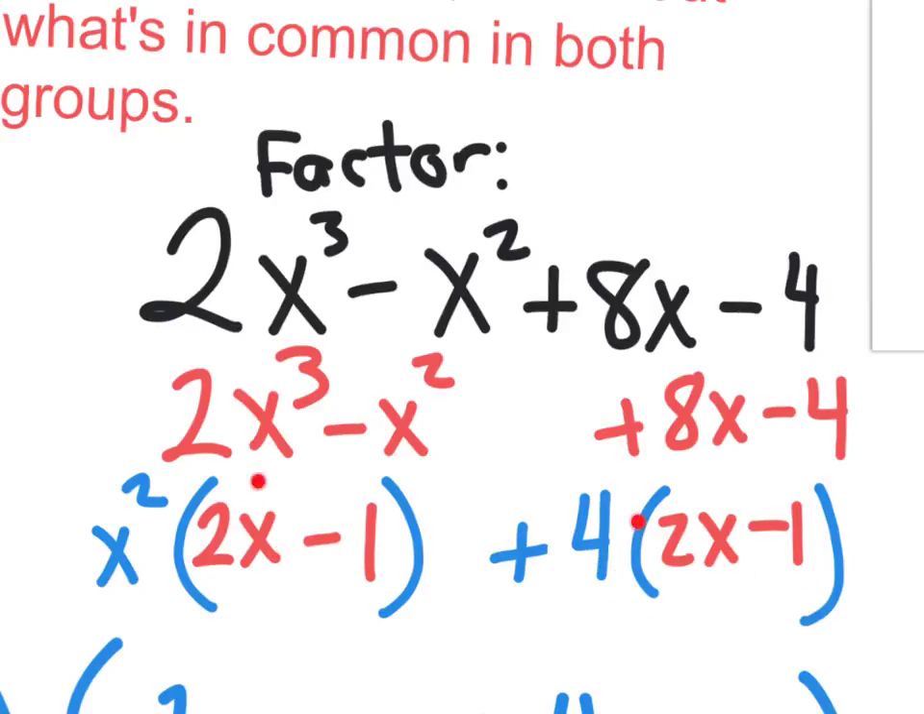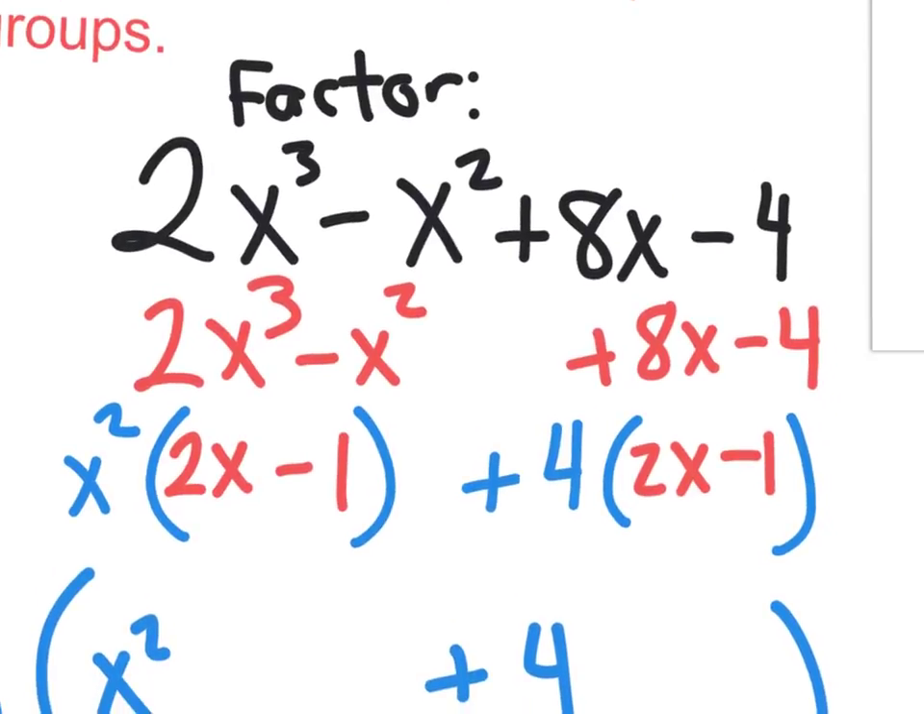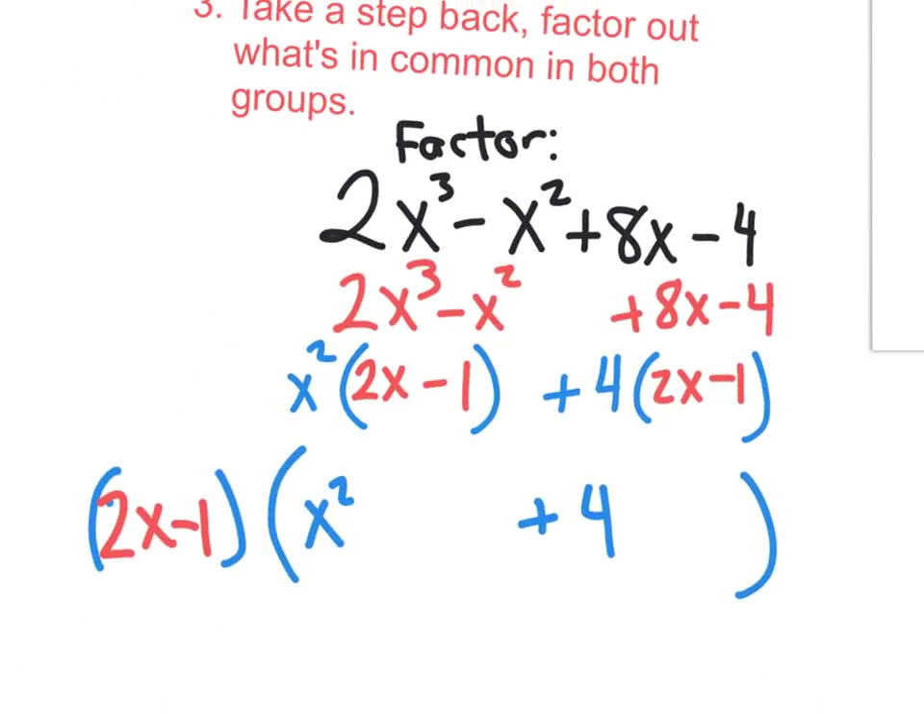So what I want to do is take this guy and pull it out. I'm going to take this 2x minus 1 and this 2x minus 1 and pull it out right here to the outside of these parentheses. 2x minus 1 comes out in the front. What's left? The x squared comes down, the plus 4 comes down.